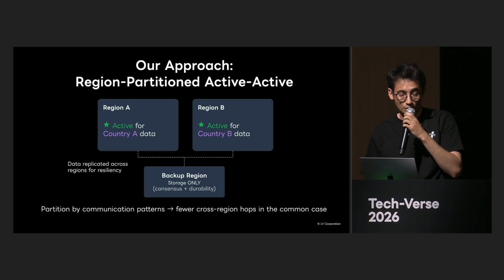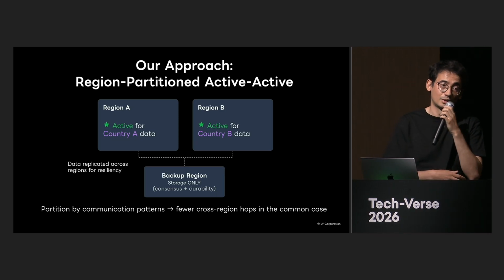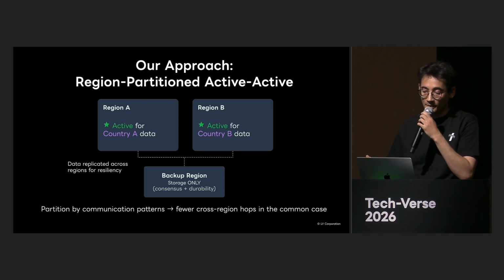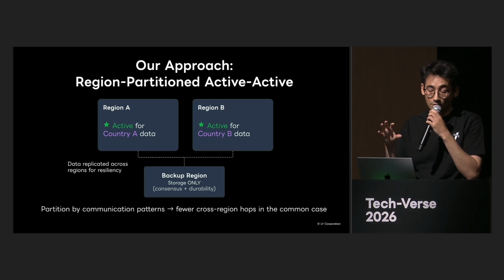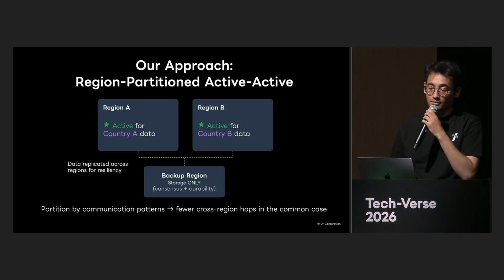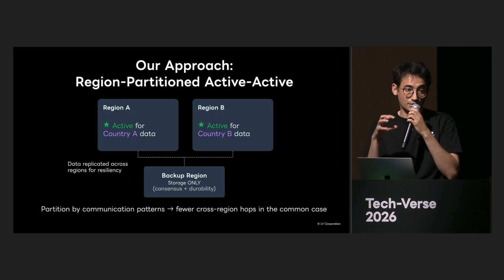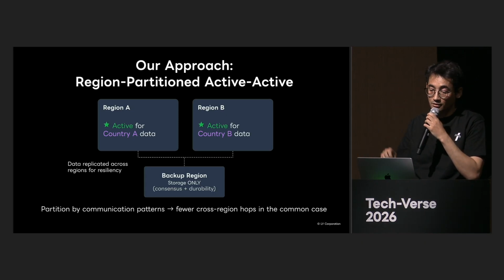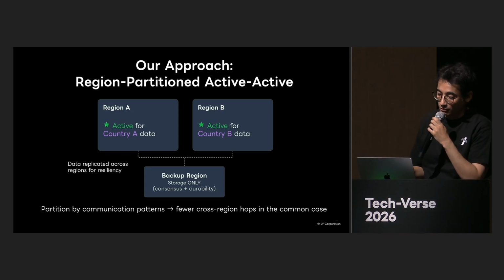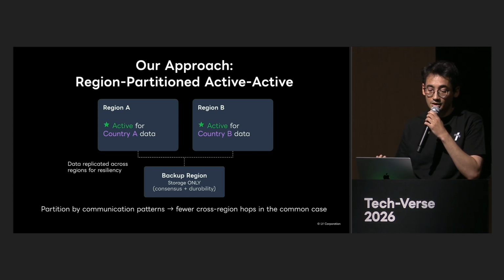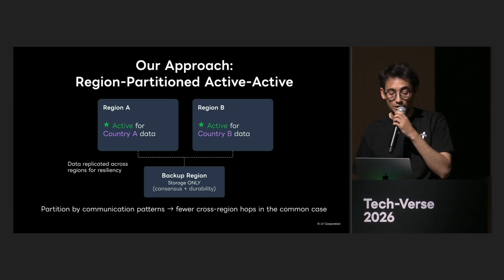Users naturally tend to communicate with other users in the same geographical area, so their data can live together in the same region. With this, we can keep most of the traffic within a single data center or in a single region, so the cross-region latency penalty is significantly reduced.